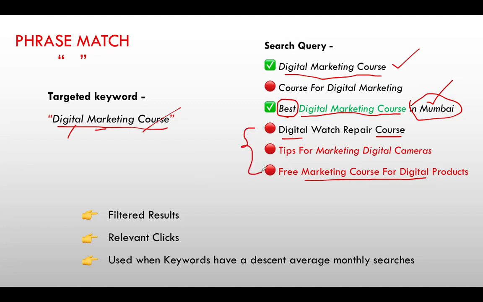So you must have observed by now that you're getting very filtered results, which is good, and you're getting somewhat relevant impressions and relevant clicks, which is always preferred by any advertiser. So this is used when your keywords have a decent or a very high search volume or average monthly searches. Okay, so for businesses like home loan, digital marketing courses, we can use these keywords. Okay, this match type. So for businesses like digital marketing course and home loan, we can use phrase match.